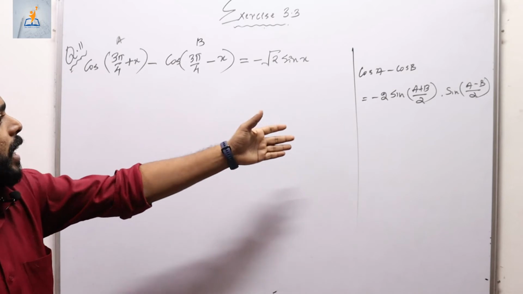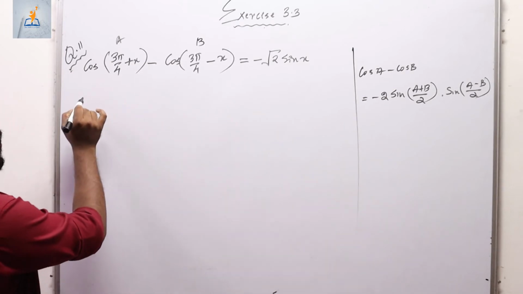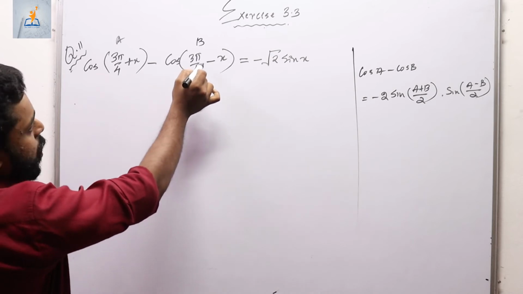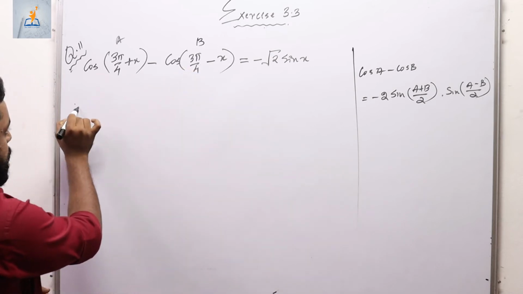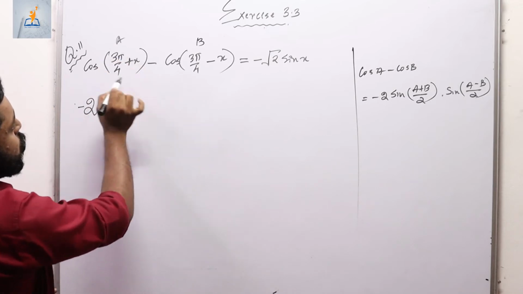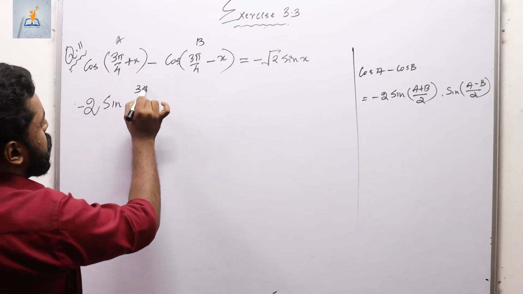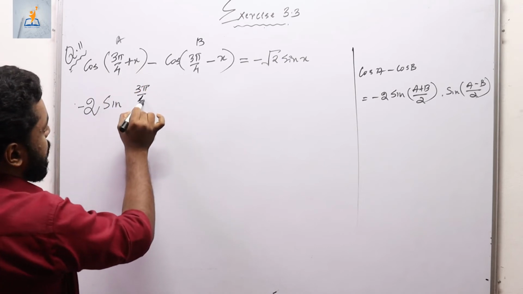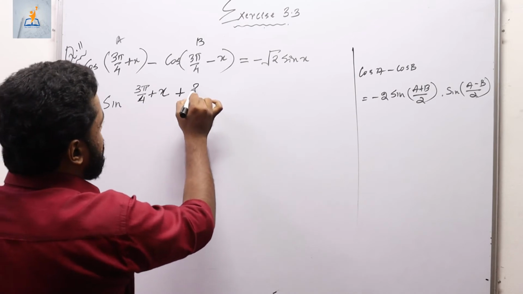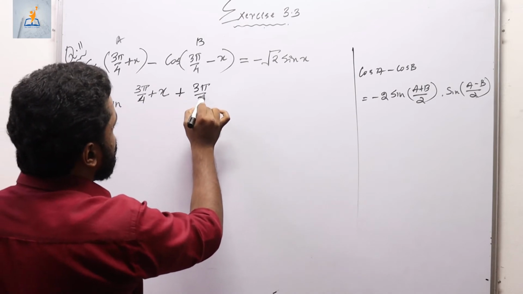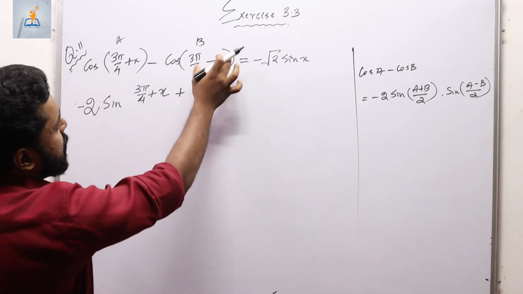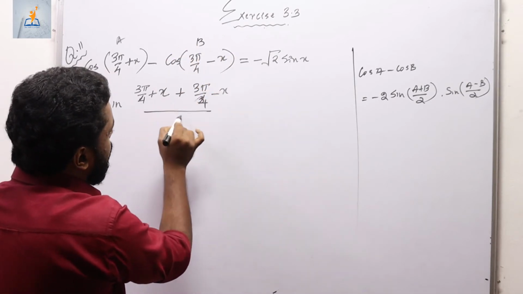So from it we have cos(3π/4 + x) minus cos(3π/4 - x) is nothing but minus 2 sin, in the place of a we have 3π/4 plus x, and in the place of b we have 3π/4 minus x. So a plus b, whole divided by 2.